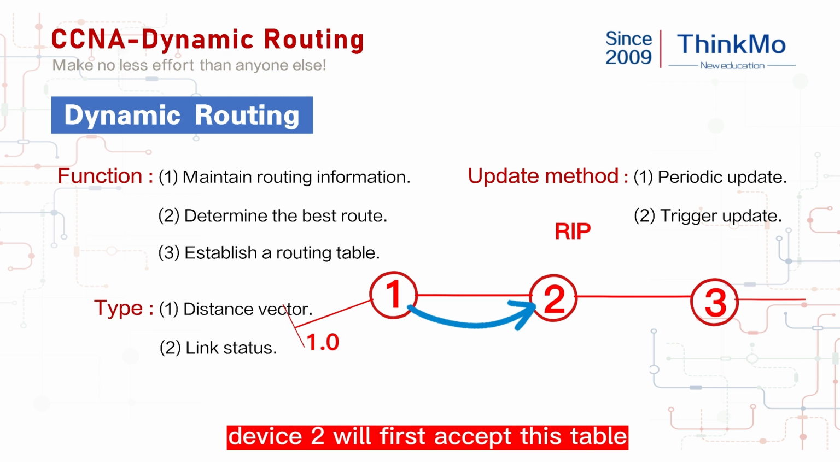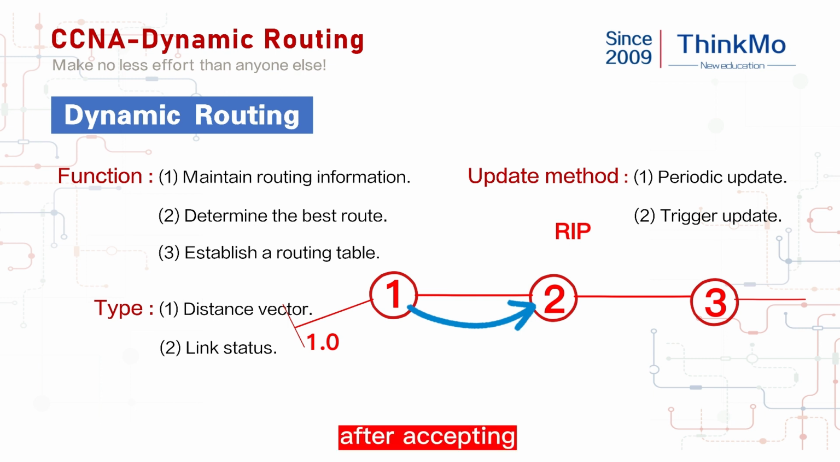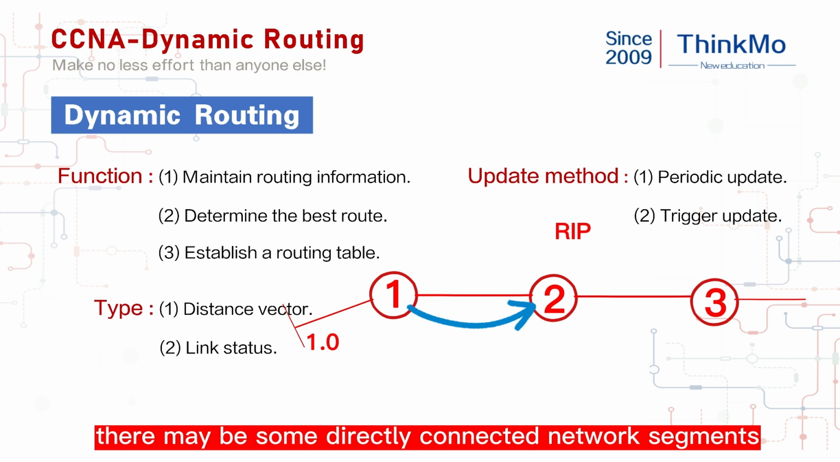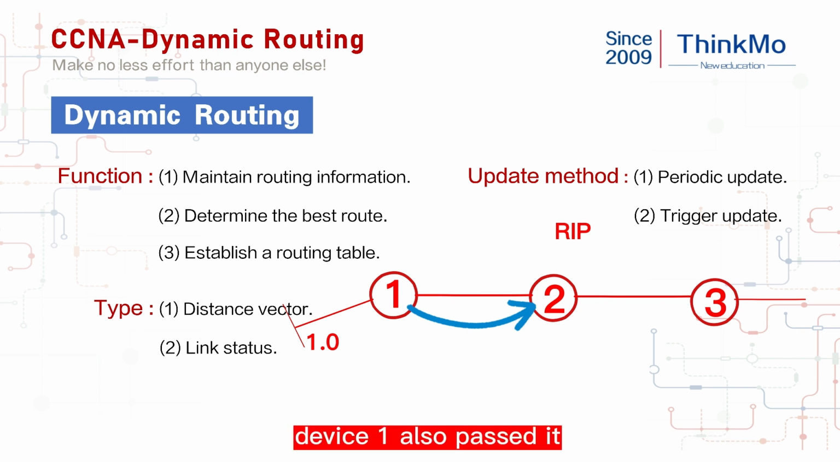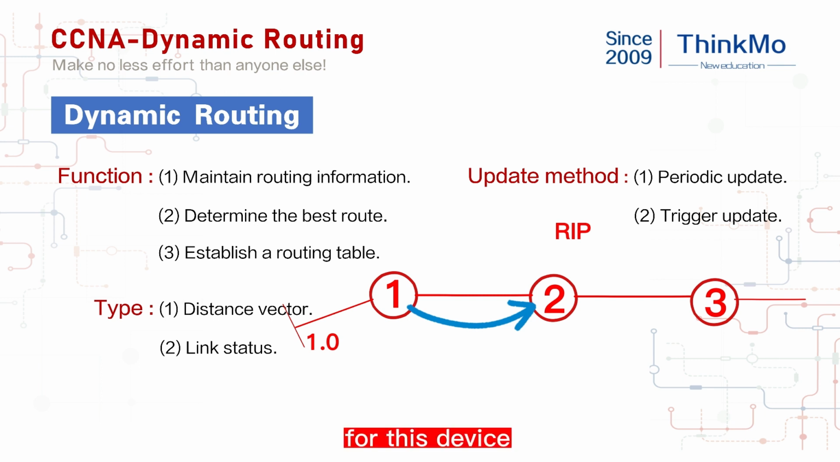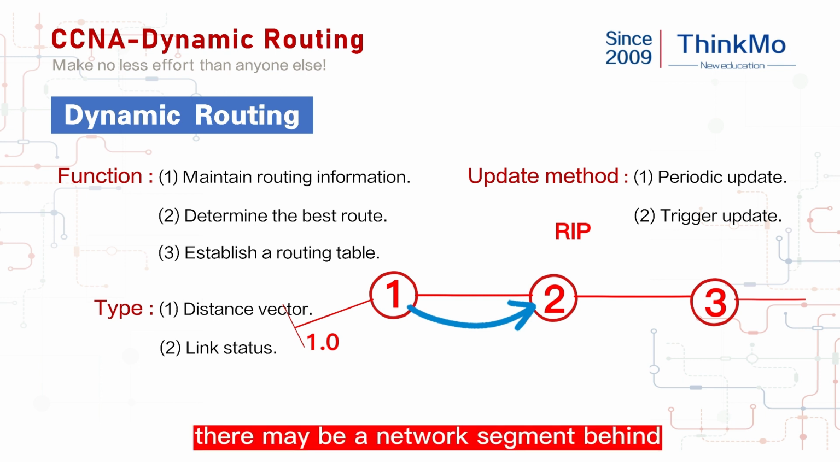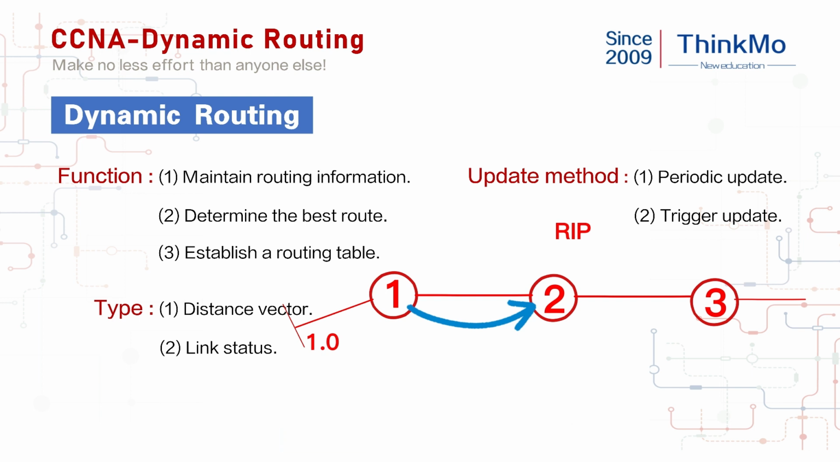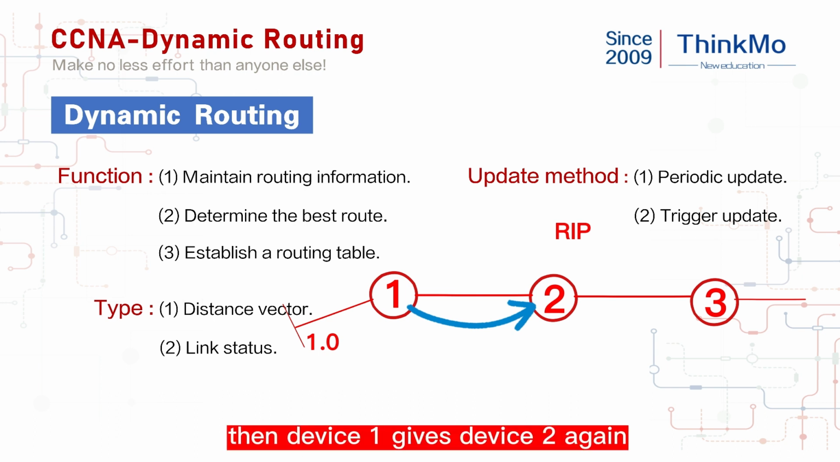Device 2 will first accept this table. After accepting, it calculates from its own table, because between them there may be some directly connected network segments that device 1 also passed. It has to calculate to see which ones it doesn't have locally. Device 2 is now connected to another device in the middle, and behind that device there may be a network segment. It also gives device 1 those, and device 1 gives device 2 again.